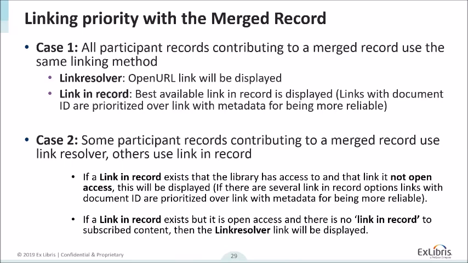So for example, if a link in records link exists, but it's open access, and there is no link in record for subscribed content, then the Linkresolver link will be displayed. So we have a hierarchy. Link in record is higher than OpenURL, but we prioritize paid content over non-paid content, open access. So this is how linking works in case of merged records.